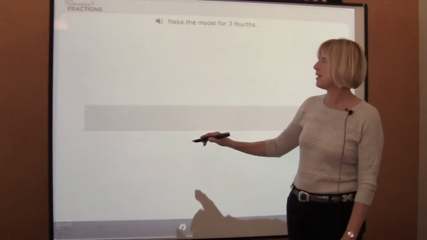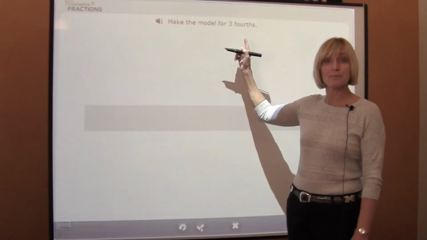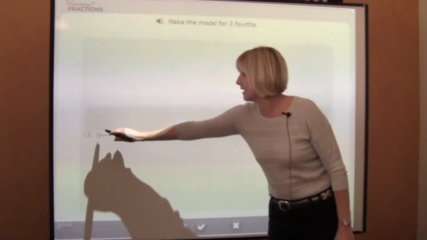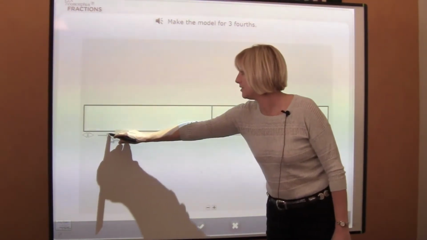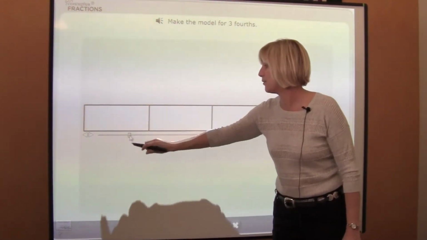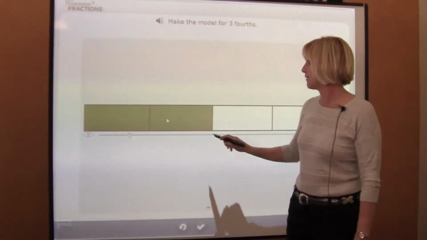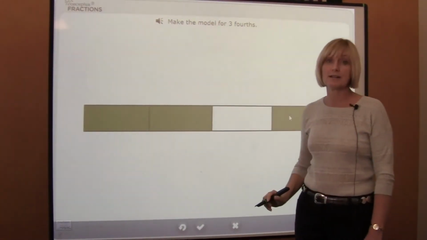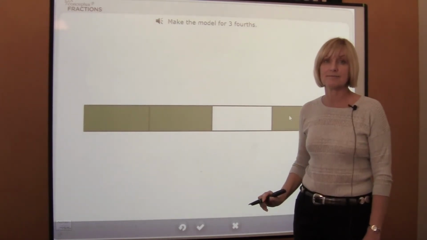As students get to problem number 9, you're going to see that the prompts are no longer there. I just make a model for 3/4. So now the students are going to come in and use the scroll bar to create fourths, and then they can shade 3 out of the 4 equal parts. Remember, they can be contiguous or non-contiguous and still be correct.